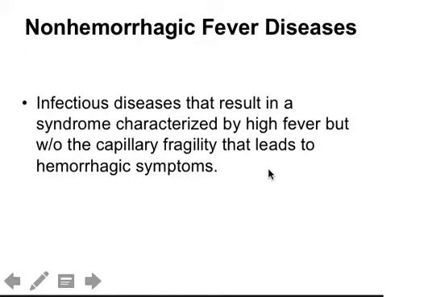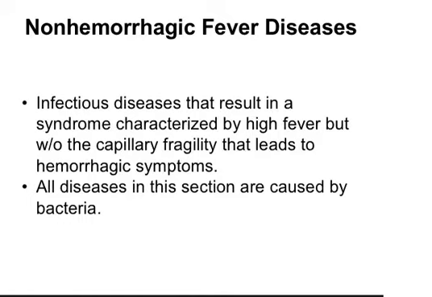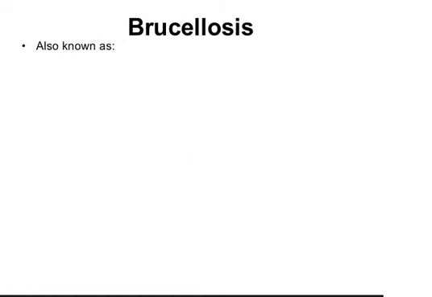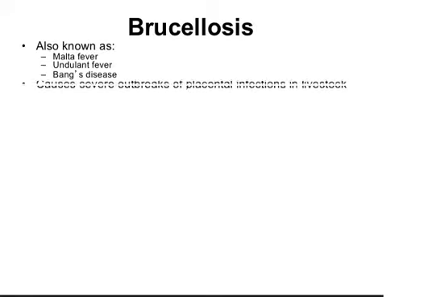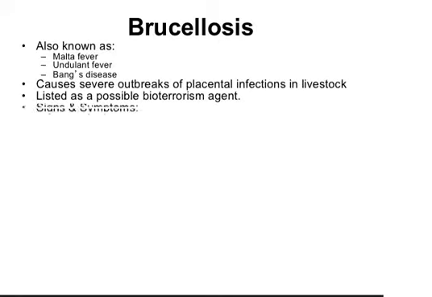Non-hemorrhagic fever. These are infectious diseases that result in a syndrome characterized by high fever but without capillary fragility that leads to the hemorrhagic symptoms. They're all caused by bacteria. Example is brucellosis, also known as Malta or undulant fever or Bang's disease. Causes outbreaks of placental infections in livestock. It's listed as a possible bioterror agent.